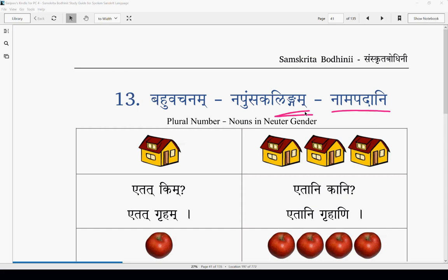So that lingam word itself is a napumsakalinga word. Same thing as vachanam also. Vachanam is also a napumsakalinga word, and itself is singular here. Bahuvachanam is also singular. These words are in singular. But to indicate that this is a plural word: namapadani.